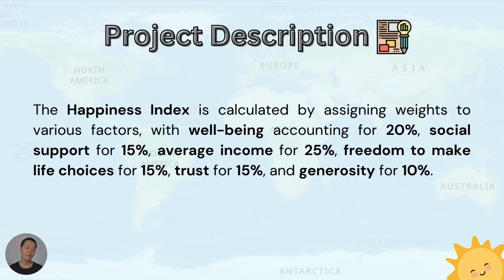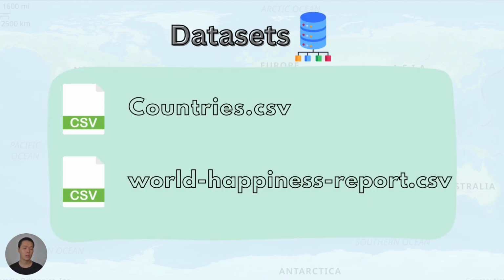The happiness in this project is calculated by assigning weights to various factors, with well-being accounting for 20%, social support for 15%, average income for 25%, freedom to make life choices 15%, trust for 15%, and generosity for 10%. The datasets that we are using are the countries dataset and the World Happiness Report dataset.